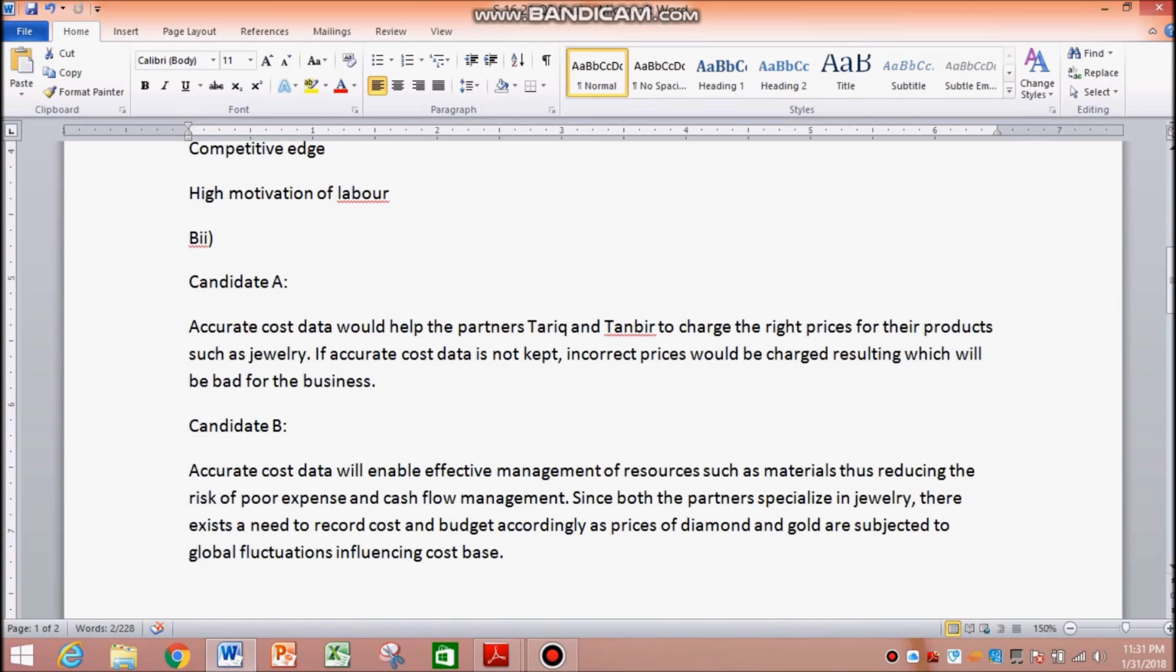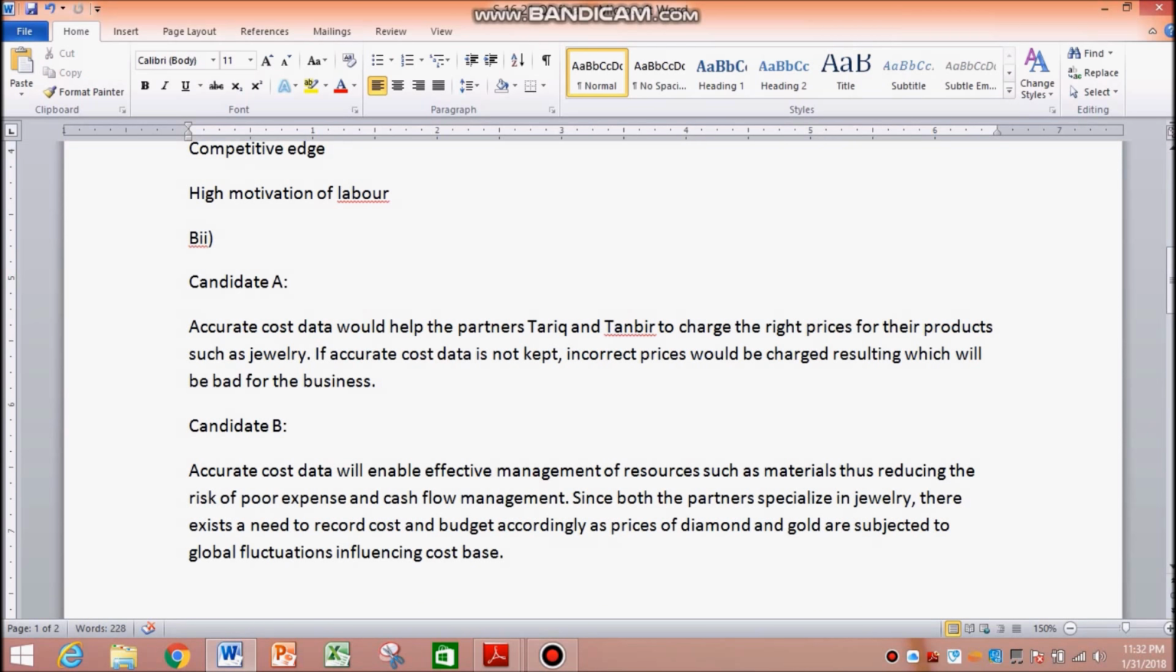I would particularly give this candidate 1 mark. Why? Because this particular student has only mentioned a particular benefit, that it would help in charging the right price, but has neither developed his argument nor has applied it onto the scenario. Just mentioning the name of the partners is not enough. So this candidate is likely to get 1 mark out of 3 marks.